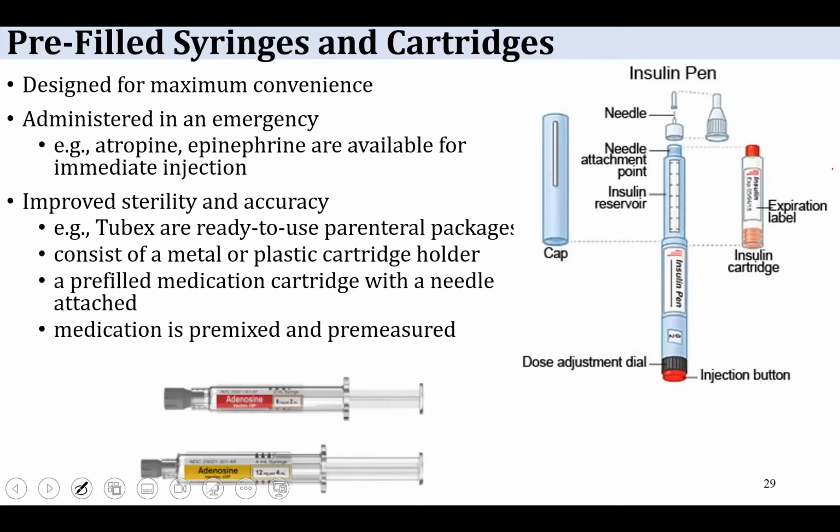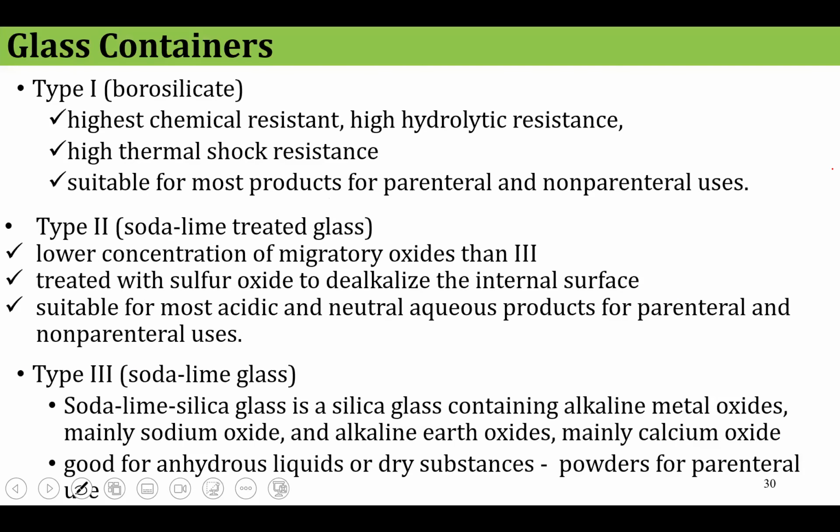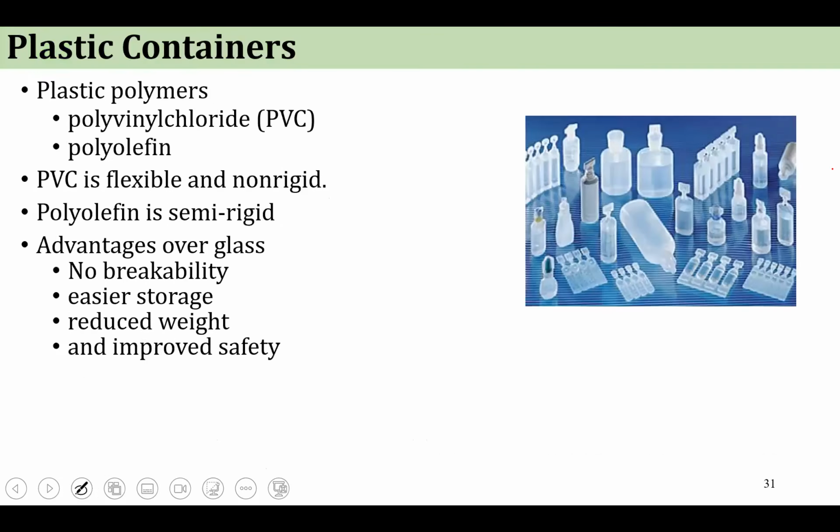Disadvantages we discussed in the class again. In which condition we use what kind of glass, that could be a question. So try to understand what is type 1, what is type 2, and what is type 3 glass, and what it is used for. Plastic containers: how they are better than glass containers, and what kind of plastic we use.